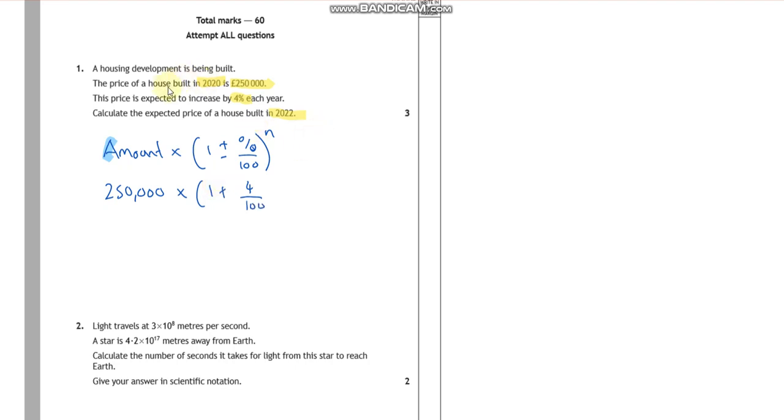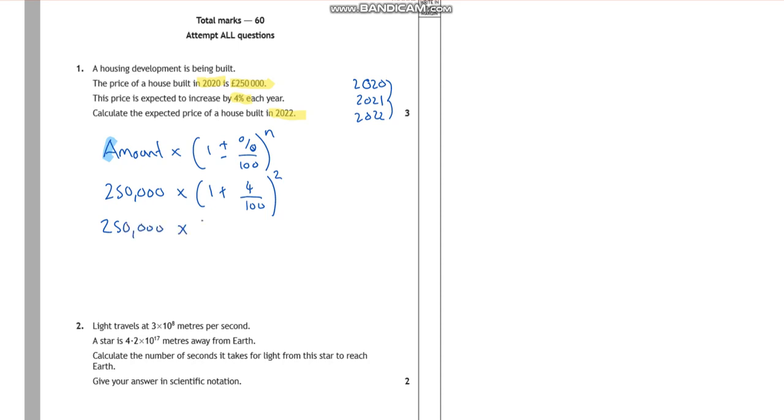And the time here, well, it was built in 2020. So 2021, 2022. It's expected to rise 4% each year, so I'm going up 1, I'm going up 2 years. So I'll put a little 2 in there. That's going to come out as this.